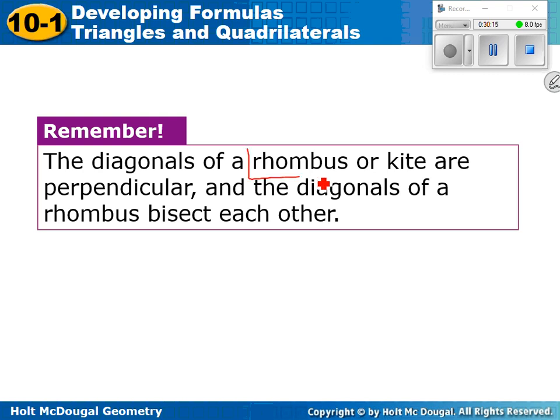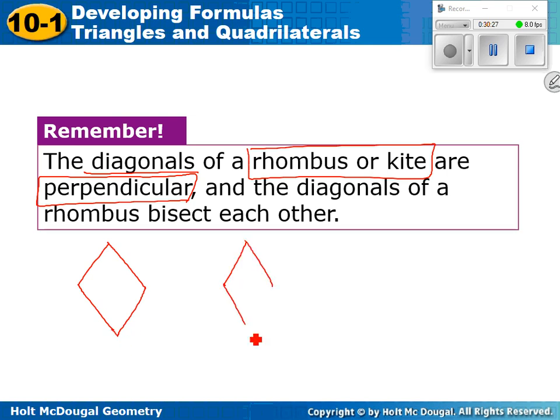In a rhombus and a kite, remember that the diagonals were perpendicular. So you may want to draw this on your notes just to remind yourself if you had a rhombus or if you had a kite. If you had a rhombus or you had a kite, the diagonals in both of them were perpendicular, meaning that they formed four what? Right angles and four right triangles.